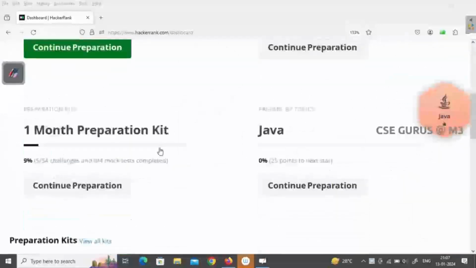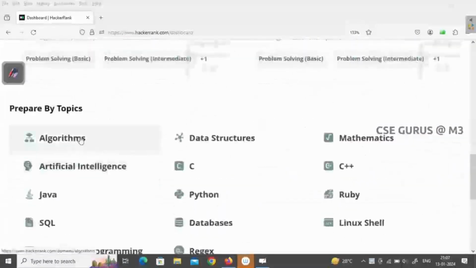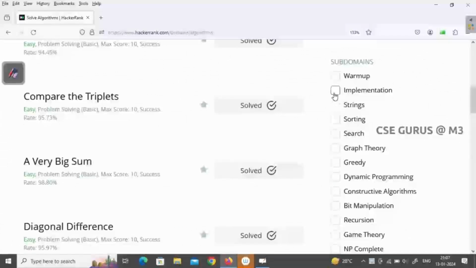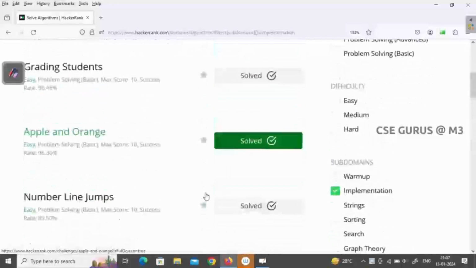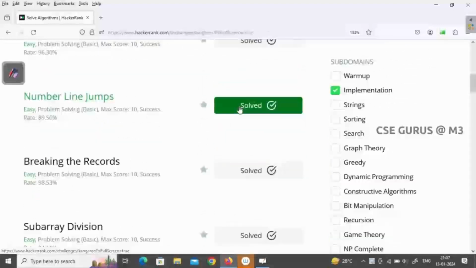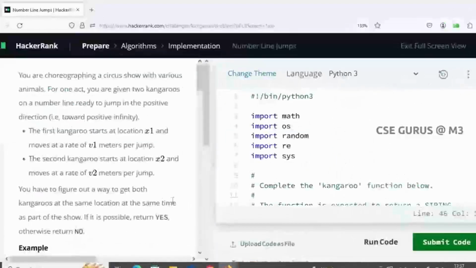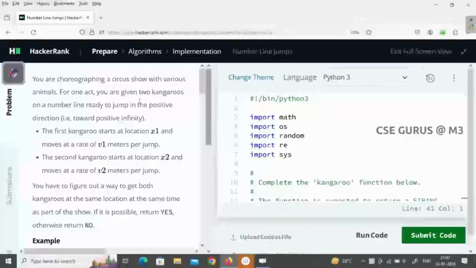So now we'll go for the next question in algorithms. Click on implementation. All the warm-up questions are done, and we'll go for the third one, number line jumps. You can check for the link in the description given below. We'll see this question and then try to get the output in C, Java and Python.